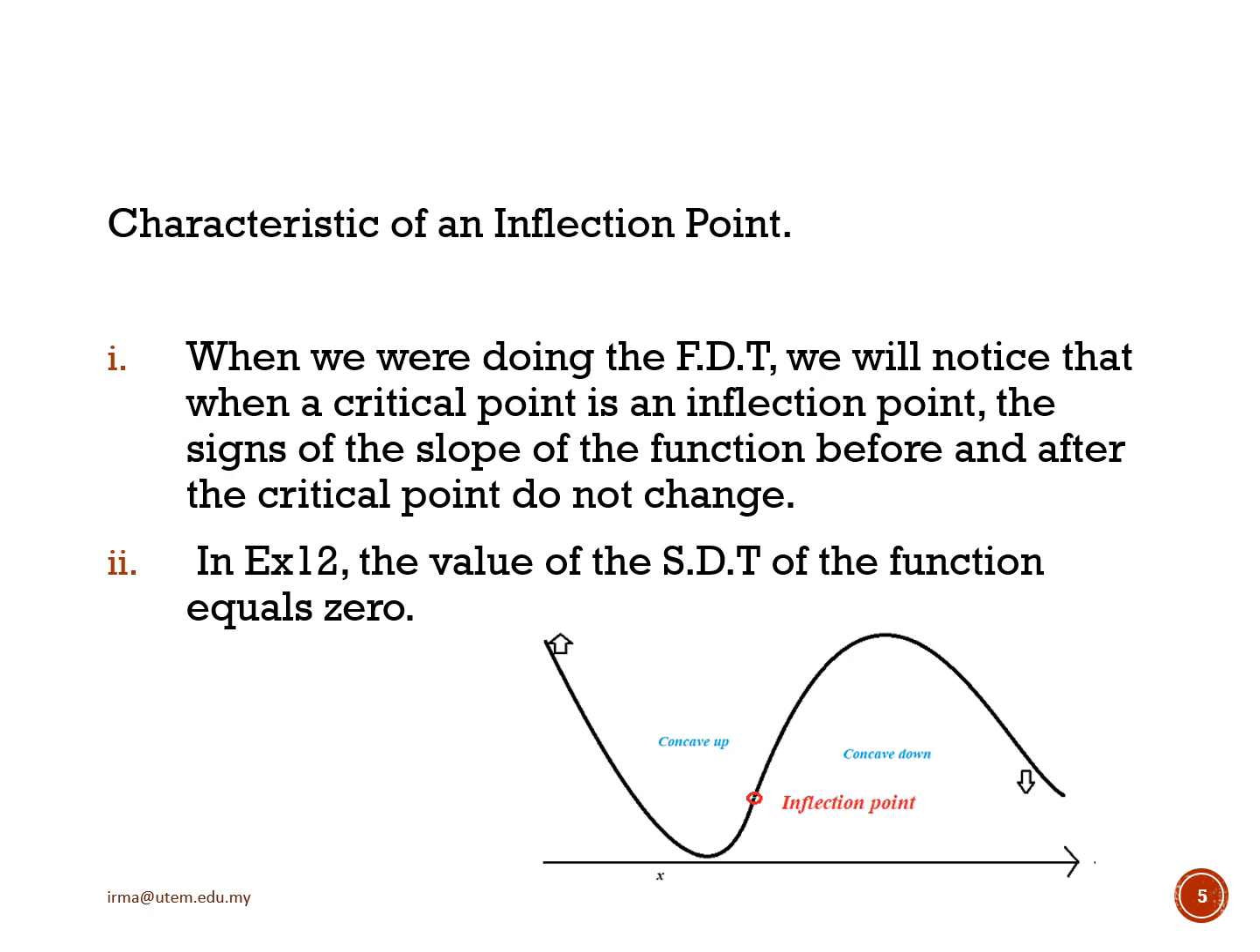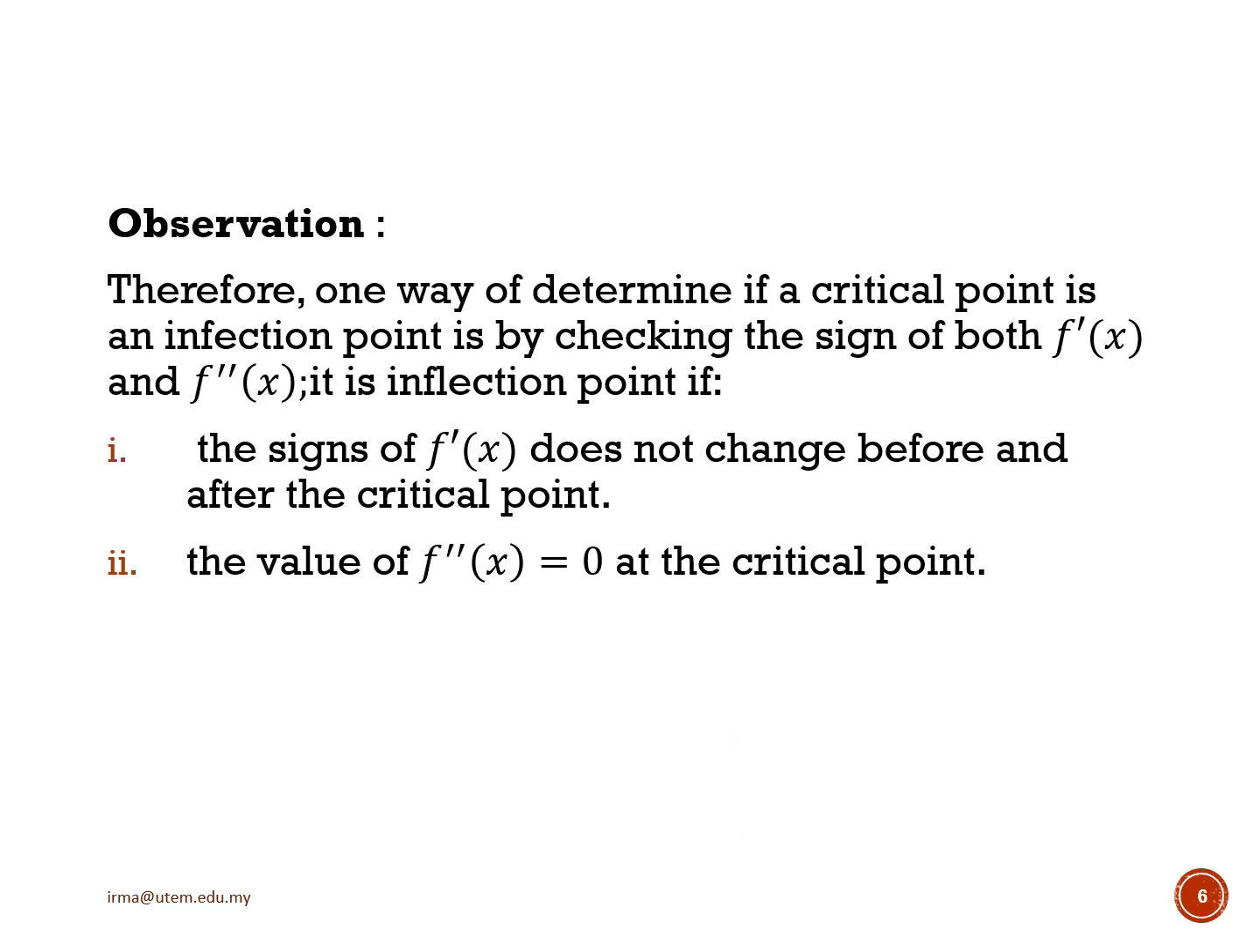And from example 12, the value of the second derivative of the function equals 0. So, one way to determine if a critical point is an inflection point is by checking the sign of both f prime and f double prime. It is an inflection point if the sign of f prime does not change before and after the critical point, and second, when the value of f double prime is equal to 0 at the critical point.